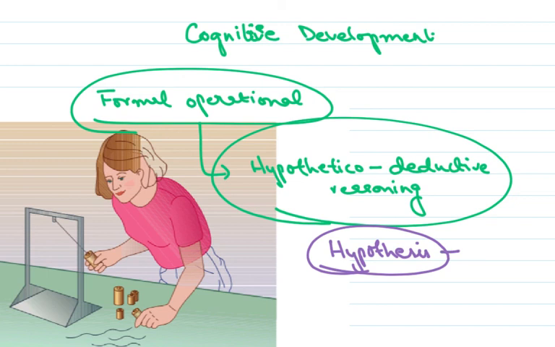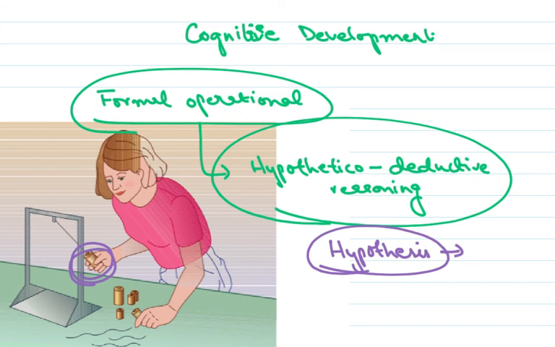What is a hypothesis? It's basically a tentative statement, or a tentative relationship between two variables. So you might say that if you alter the weight of the pendulum, that will have an impact on the speed. So this would be your hypothesis. The adolescent will always approach any situation with a hypothesis, and they will test this hypothesis.